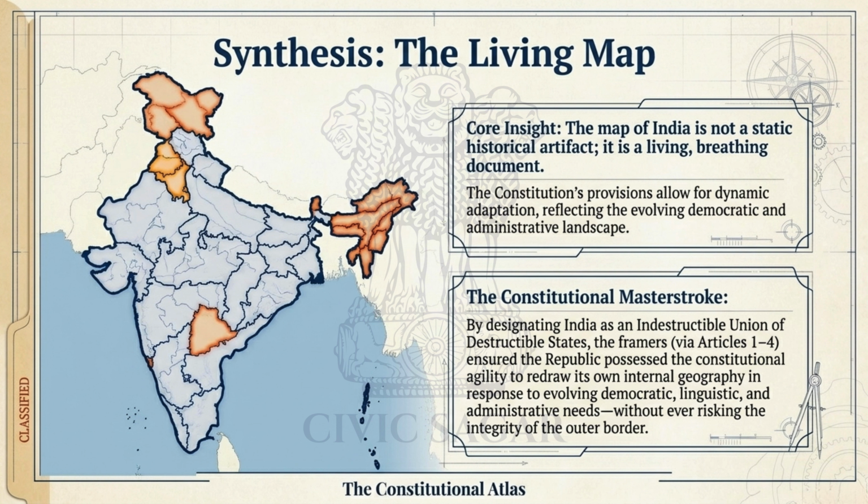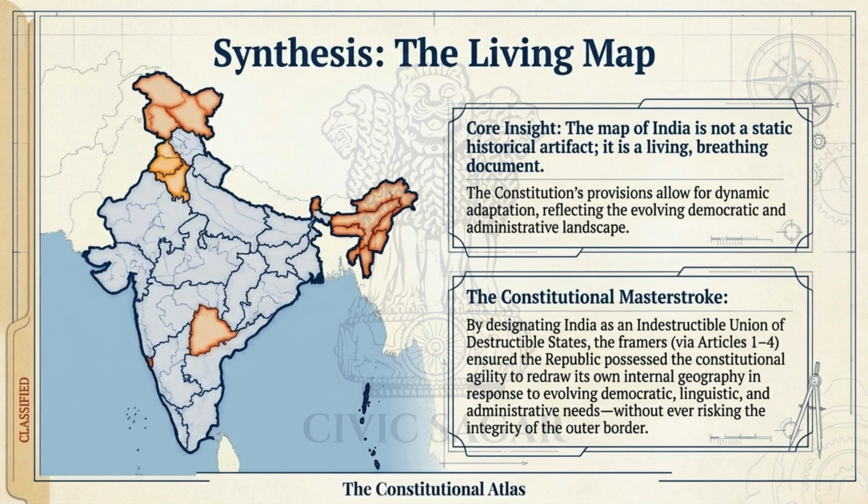We have traced the journey of our republic from the monumental integration of 1947 to the administrative refinements of 2020. What emerges from this analysis is a fundamental, core insight. The map of India is not a static historical artifact. It is a living, breathing document. The Constitution's specific provisions were crafted to allow for dynamic adaptation, continuously reflecting our evolving democratic and administrative landscape.